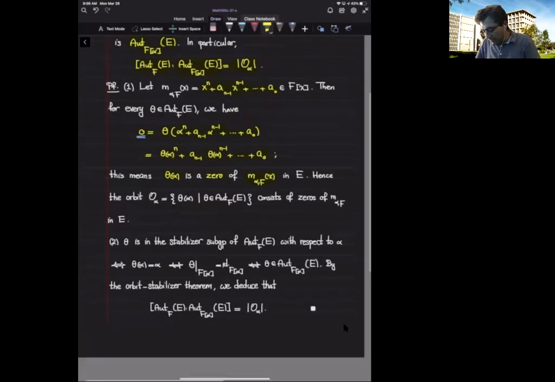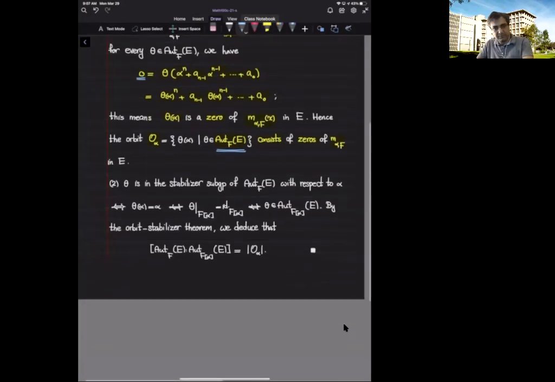This implies that the orbit of alpha under this group action consists of zeros of the minimal polynomial. Notice that I'm not claiming that all the zeros are here. In some examples, we do not have many automorphisms, and in that case, we cannot get all the zeros. But here, what I'm claiming is that it's definitely a subset of all the zeros of the minimal polynomial. In particular, it's a finite set, so all the orbits are finite. It's important. It gives us an insight into this action.